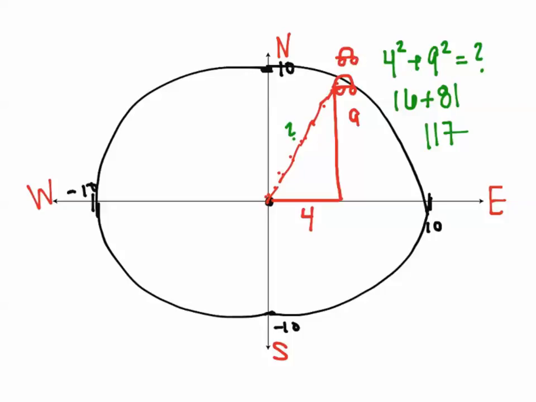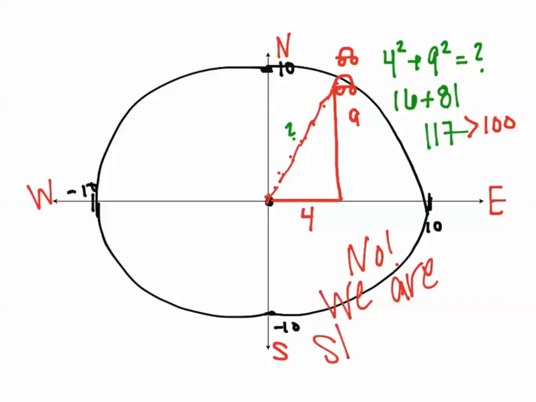Okay, so 117 is greater than 100. So are we in cell phone tower range? No. We are stranded. Sad face. Hopefully someone drives by.